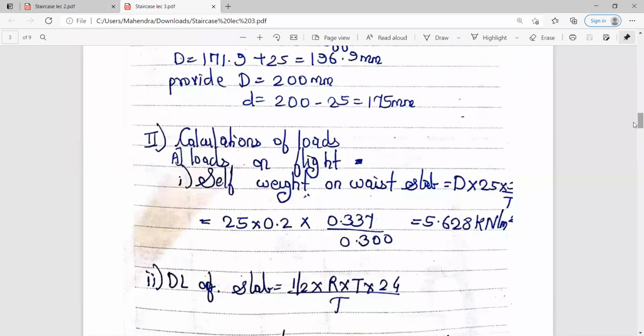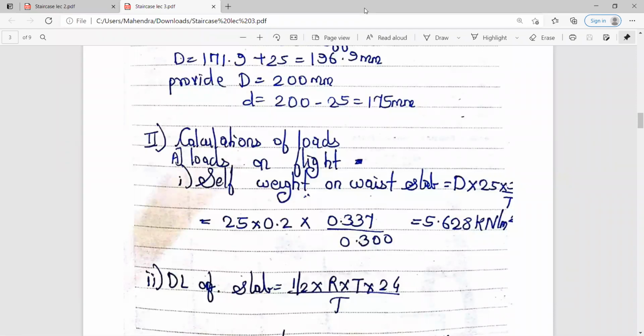So first of all, सबसे पहले हम क्या करेंगे? We are going to design for the flight. Whatever loads that are available on the flight, we are going to design for that. So सबसे first step में we are going to do for the self weight of the waist slab. So the formula to calculate the self weight on the waist slab is D into 25 into X by T.